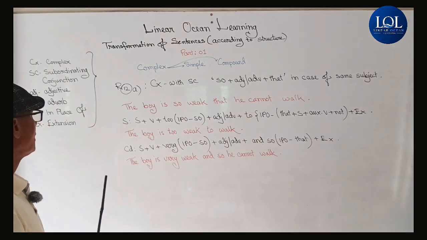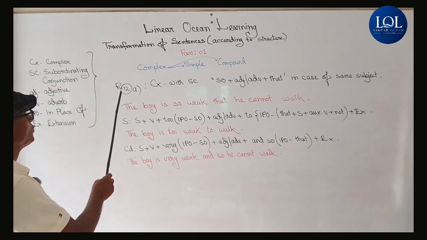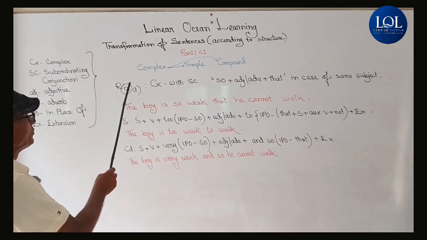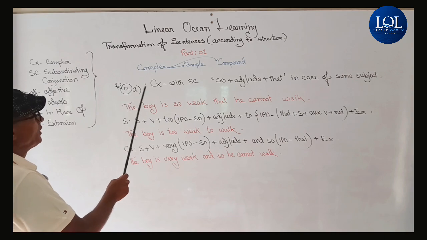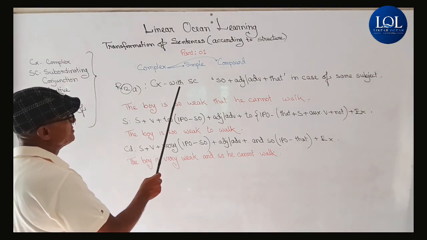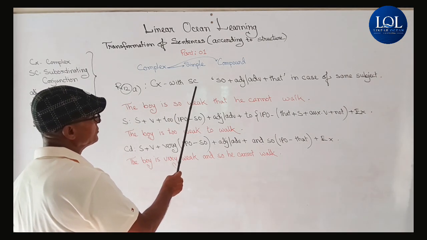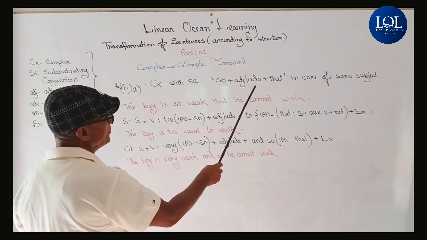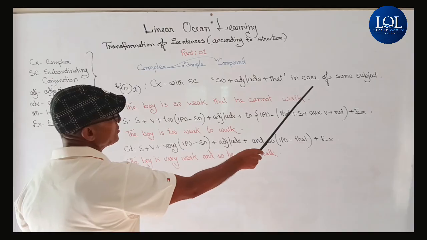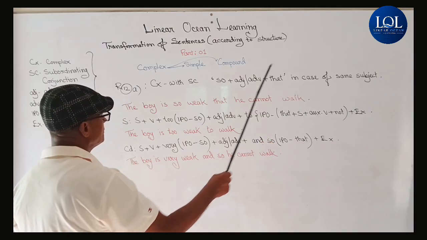Today I will be talking on rule 12A because there are two rules, A and B. Rule A is complex sentence with subordinating conjunction so plus adjective or adverb plus that in case of same subject.